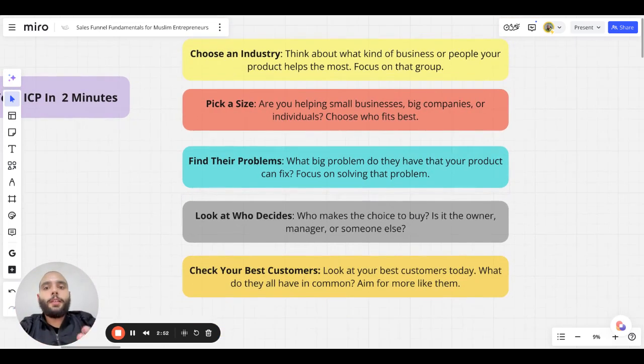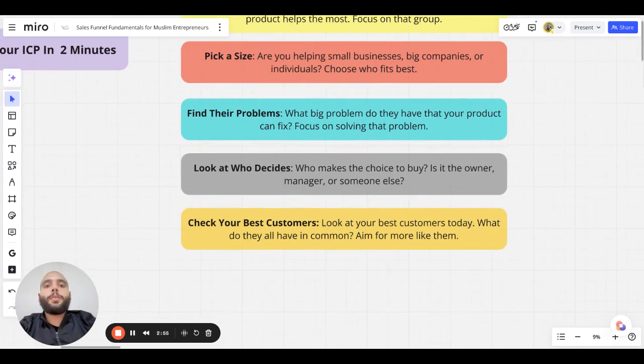Understand the size that they're in. What's their problem? What big problem do they have that your product can fix? Okay, that sounds good. Focus on solving that problem. So whatever their problem is, what is it that your service, your product can fix for them, and then just focus on that solution and make sure they see that benefit.